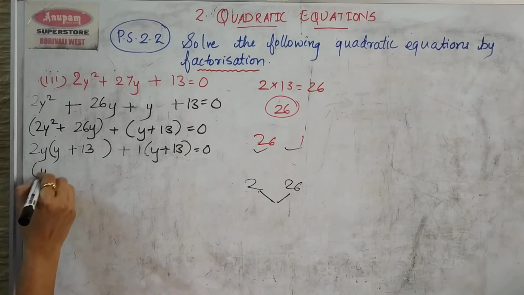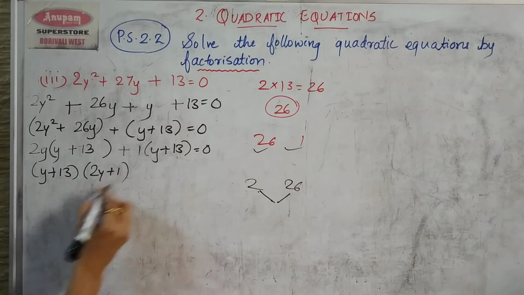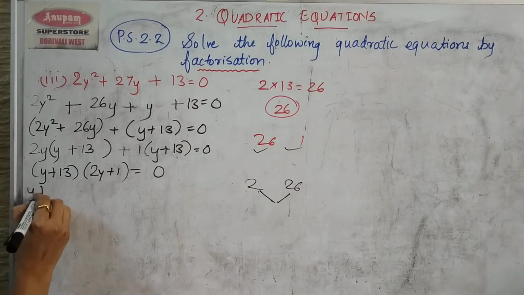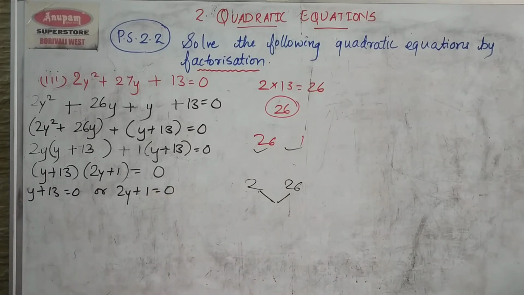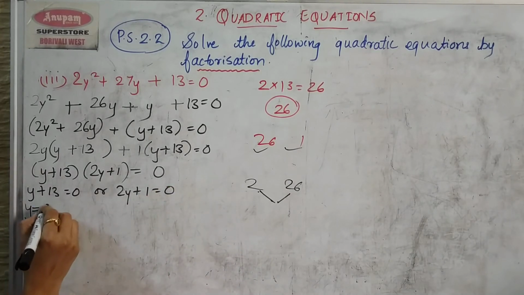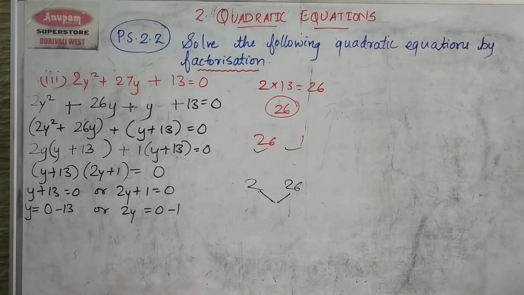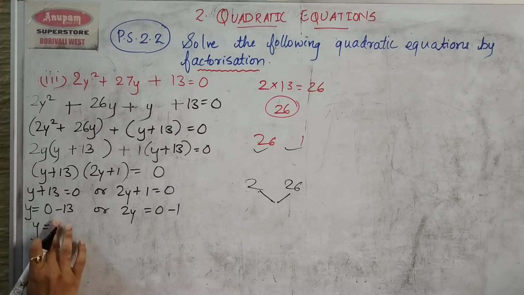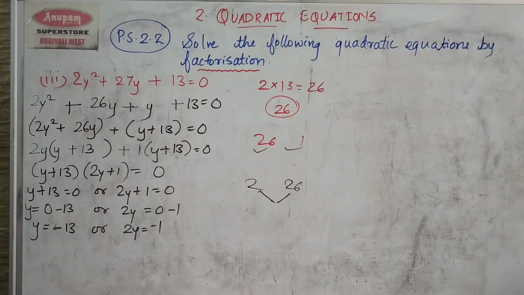In the next step, my one bracket becomes y plus 13 and the other bracket becomes 2y plus 1, which is equal to 0. So y plus 13 is equal to 0, or 2y plus 1 is equal to 0. So this becomes y is equal to 0 minus 13, or 2y is equal to 0 minus 1. So this becomes y is equal to minus 13, or 2y is equal to minus 1. We cannot solve y is equal to minus 13 further, so we keep it as it is. And this becomes y is equal to minus 1 upon 2.